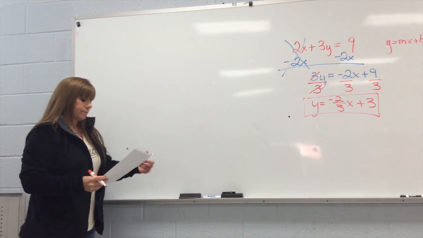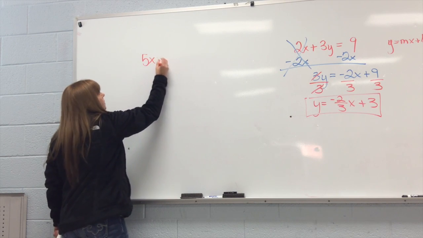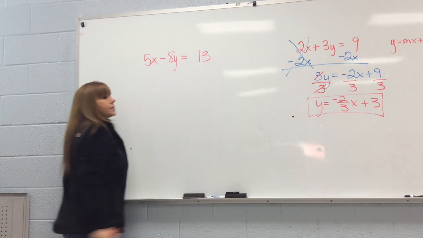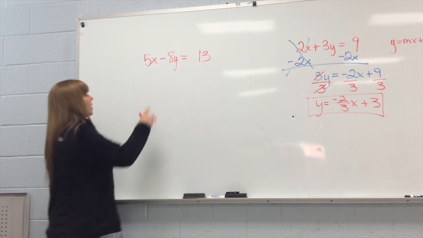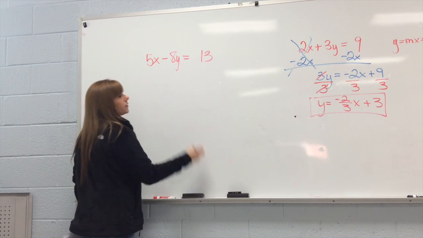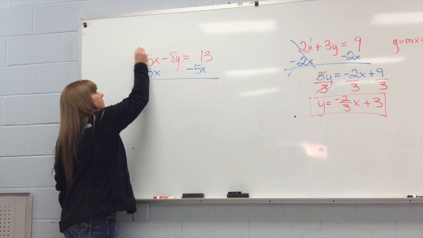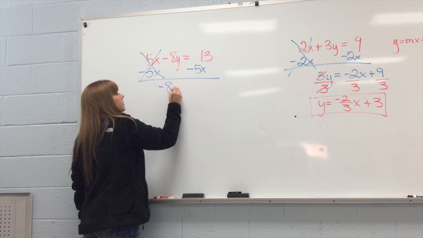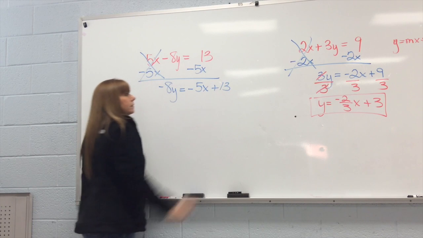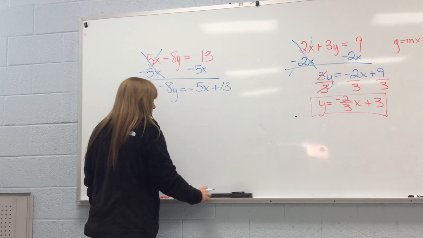So let's try another one. Suppose I have 5x minus 8y equals 13. All right, so my goal is to get this y all by itself. First thing I'm going to do, I'm going to subtract this 5x from both sides. These disappear. And so now I'm down to negative 8y equals negative 5x plus 13.